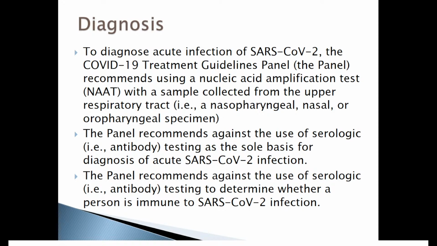The panel recommends against the use of serologic antibody testing to determine whether a person is immune to SARS-CoV-2 infection, because even a low level of antibodies may mean a high level of immunity, because it is maybe not only humoral antibody immunity, there may be a high level of cell immunity, a high level of lymphocytes which are active against COVID-19 infection.